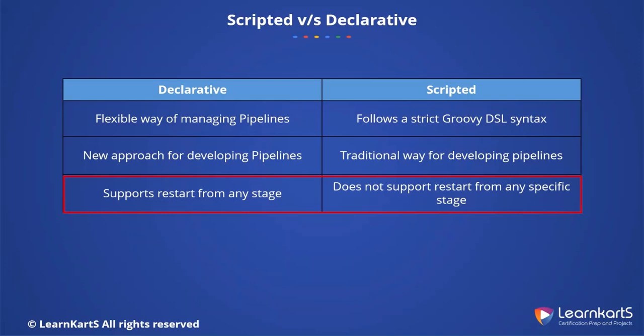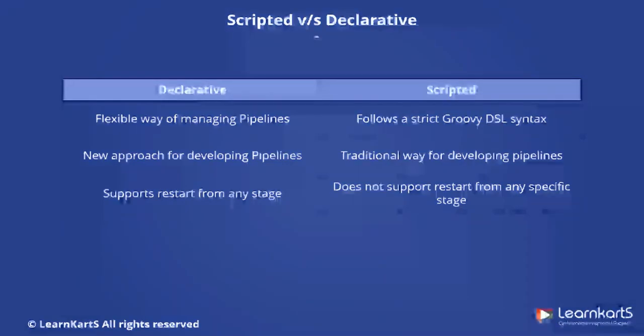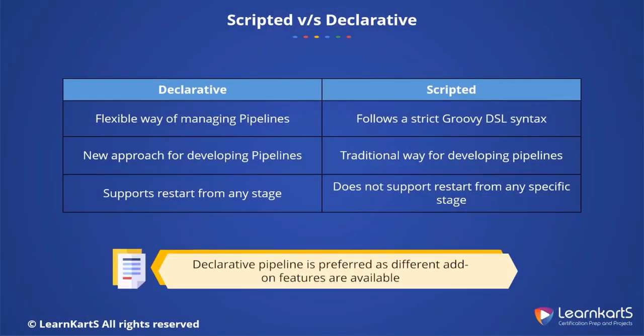But with scripted, you cannot even restart a specific stage. You have to run the complete pipeline again. That kind of approach exists in the scripted mechanism, and we should not be following that. So if you have the flexibility and the time, you should go for the declarative pipeline as compared to the scripted, because it definitely gives you a lot of add-on features on top of the typical additional stuff. So that's the main point we should keep in mind here, right?